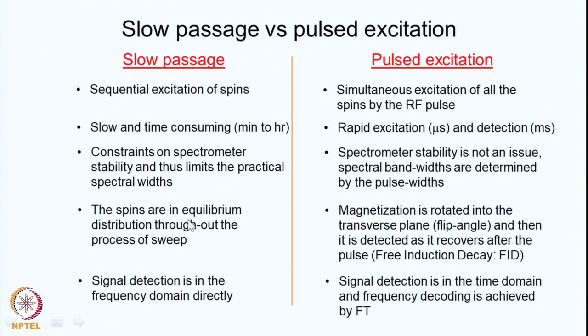It follows the magnetic field, and that is the reason why we had to do it slowly. In this case, magnetization is rotated into the transverse plane, flip angle. Notice that magnetization which is otherwise on the z axis, when you apply the RF pulse, it gets tilted into the xy plane. Therefore, we said we can apply a 90 degree pulse or a 180 pulse or a 270 pulse, we described all of these things.